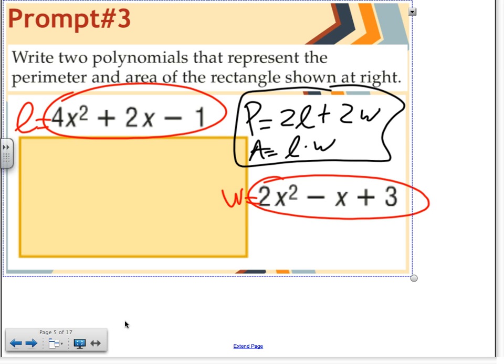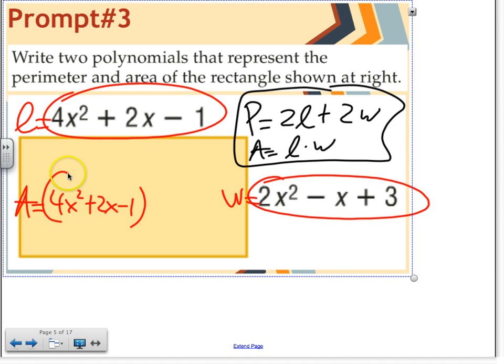Can anyone here help me write our first polynomial for the area? How do you write the area of this rectangle? What's the area again? Length times width, you said. Okay, so I know it's length times width. I have this blueprint right here. Length times width. You want the length? So what do you write? 4x squared plus 2x minus 1.